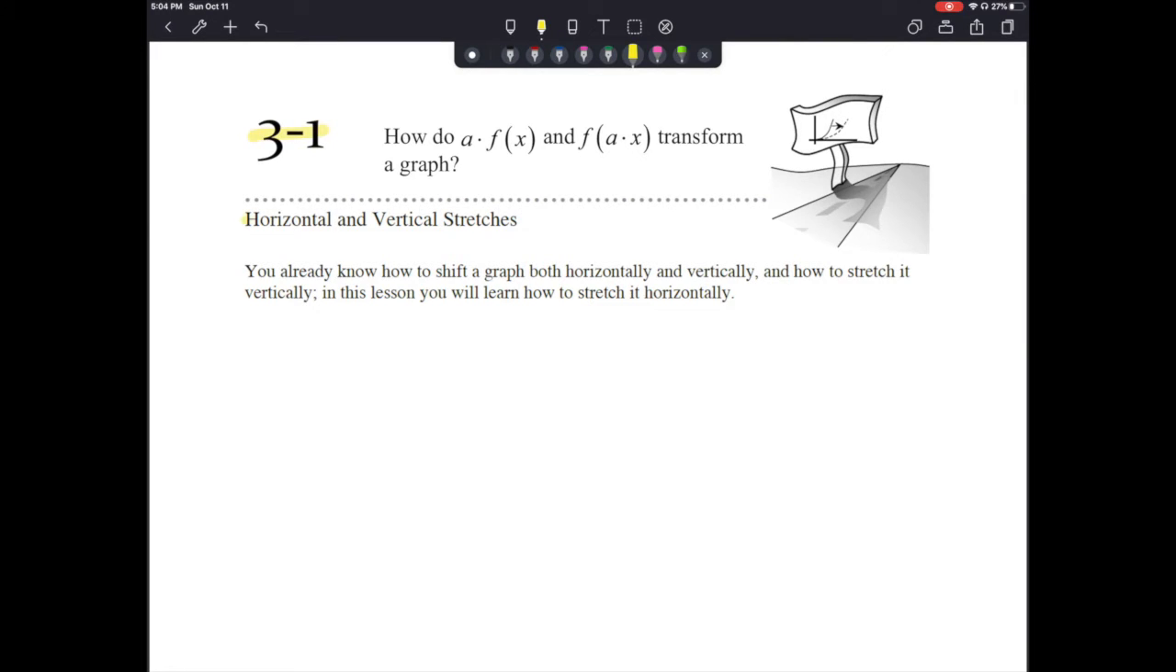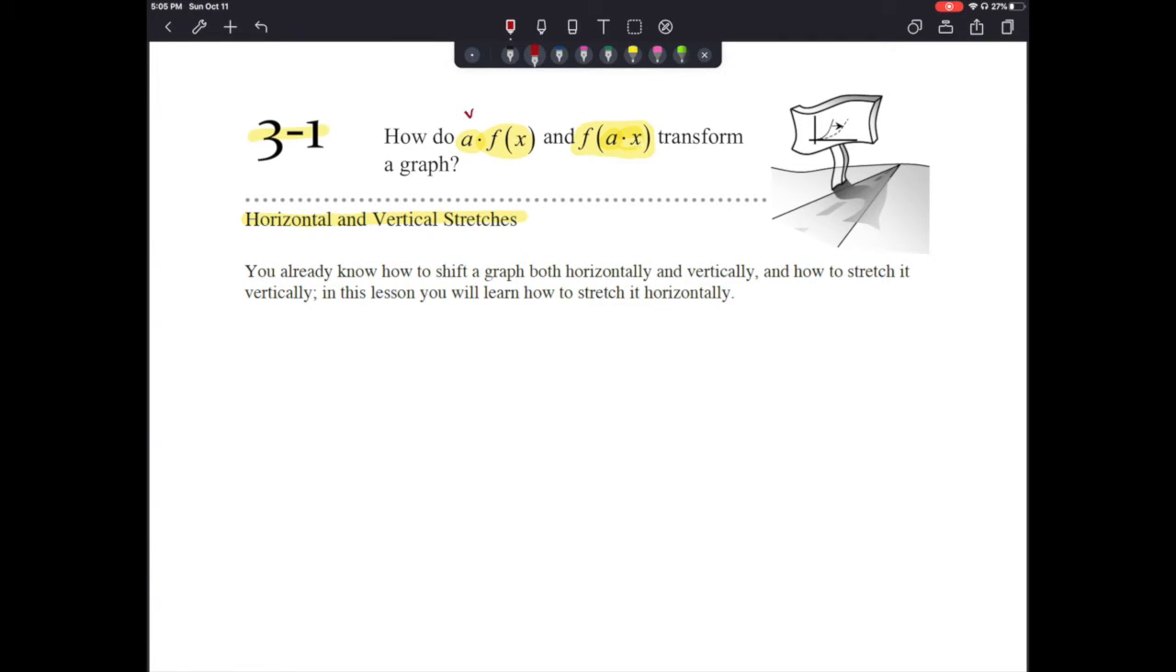Today we're going to focus on horizontal and vertical stretches. We've done vertical stretches in the past. That's when we multiplied our a times our function. Today we're going to be multiplying a times the x value within the grouping symbols of our function. Okay, that's going to give us our new horizontal stretches and compressions.